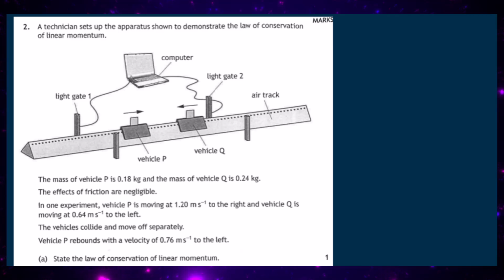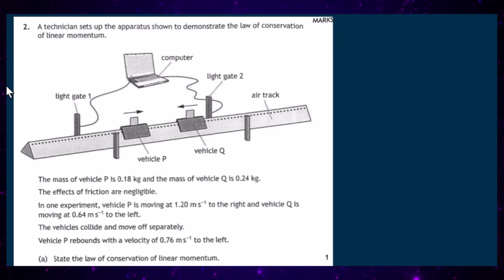In one experiment, vehicle P is moving at 1.20 meters per second to the right, and vehicle Q is moving at 0.64 meters per second to the left. The vehicles collide and move off separately. Vehicle P rebounds with a velocity of 0.76 meters per second to the left.